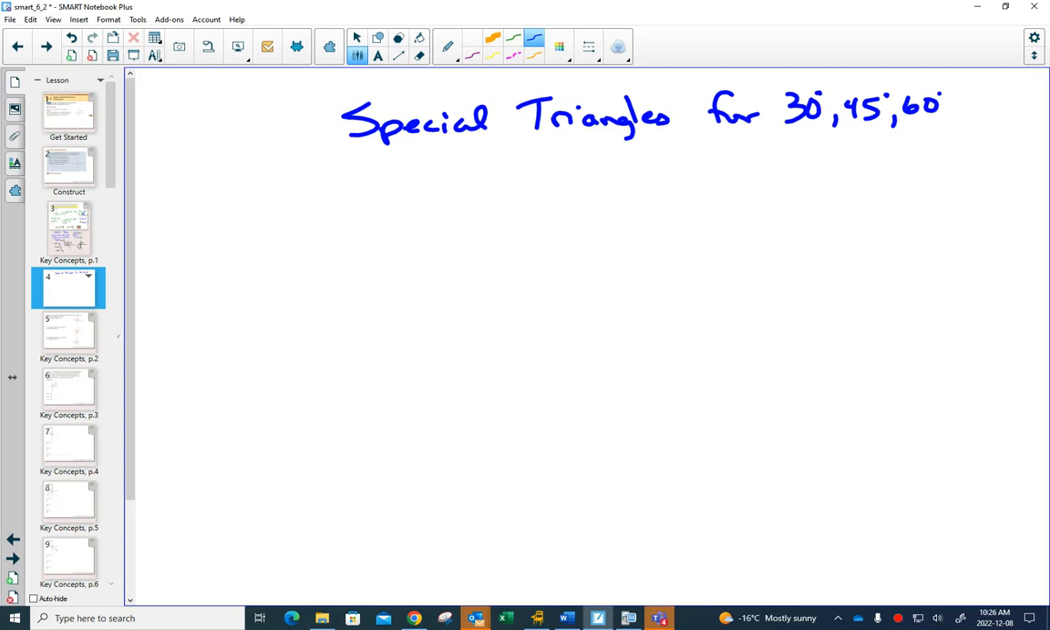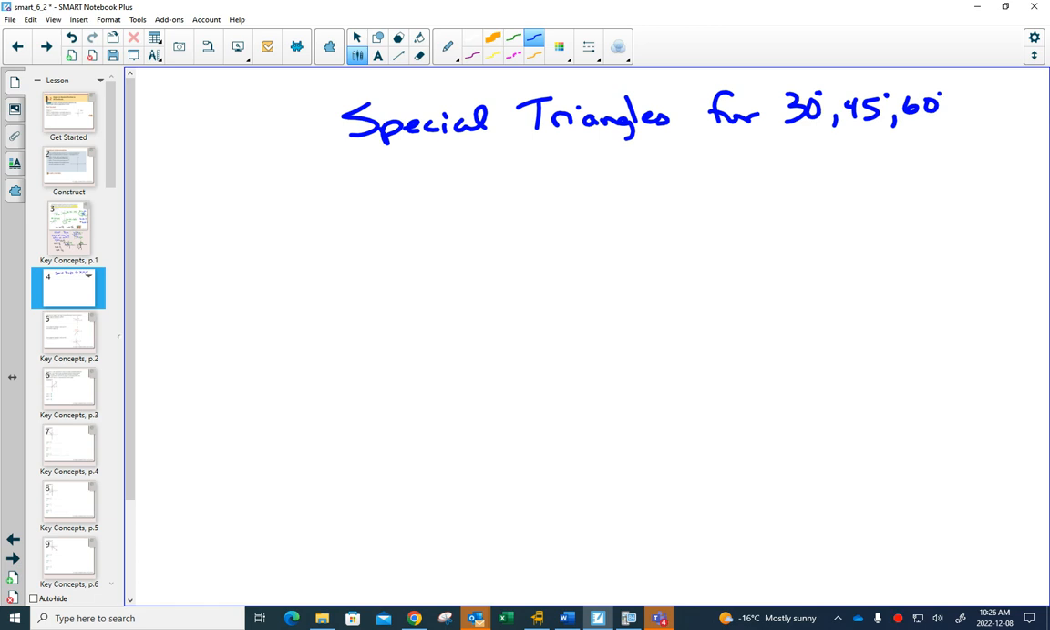There are some angles that you need to be able to do sine, cos, and tan without your calculator, right? So you're going to be asked, what is sine of 45 degrees? And you're going to need to know that it's the square root of 2 over 2 without your calculator. You're going to be asked, what is tan of 45 degrees? And you're going to need to know that it's equal to 1 without your calculator.